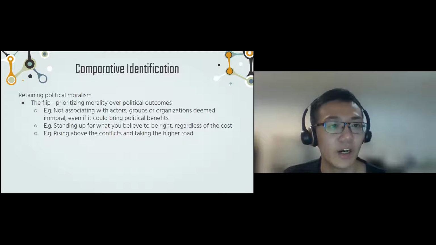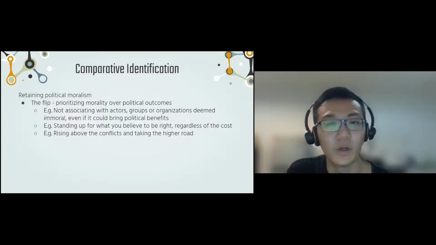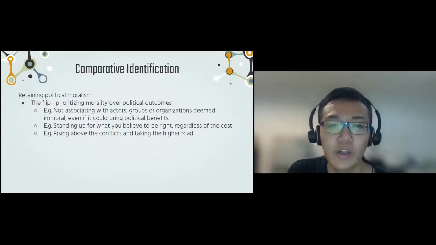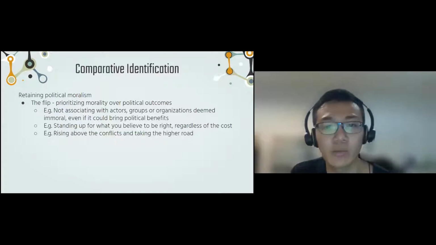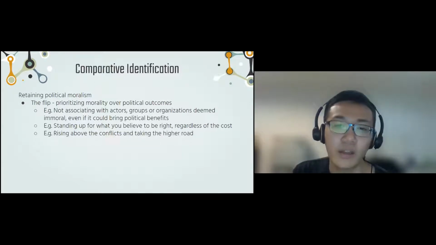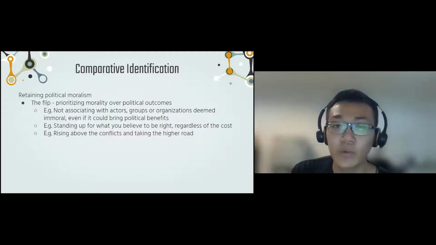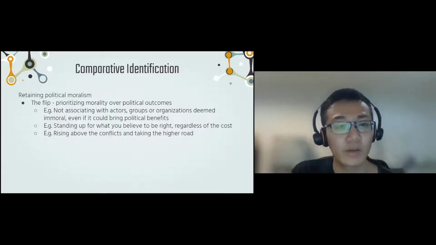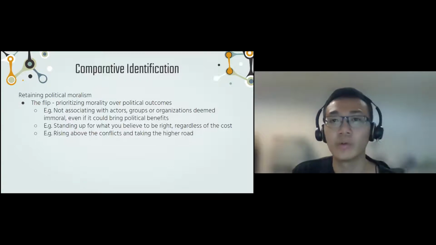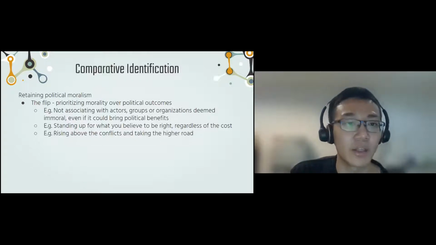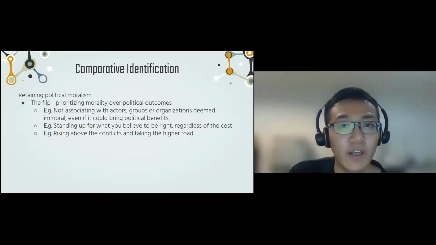Comparatively, in opposition, or like in the status quo, retaining political moralism is just the flip. It is prioritizing morality over political outcomes. For instance, not associating with actors, groups, or organizations that are deemed to be immoral, even if it could bring you political benefits. It looks like standing up for what you believe to be right, regardless of the cost. It looks like rising above the conflicts and taking the higher road, as opposed to being petty and engaging in mudslinging campaigns. So it's just the opposite here, but it's important to identify the comparative.